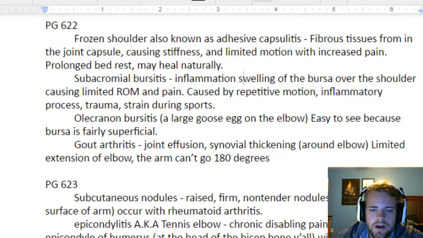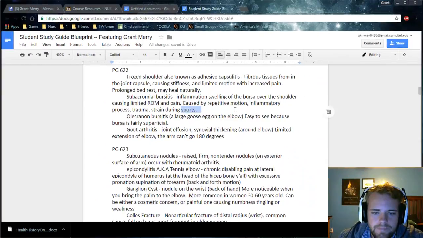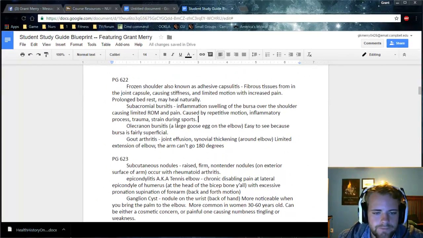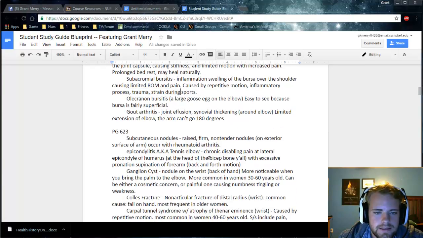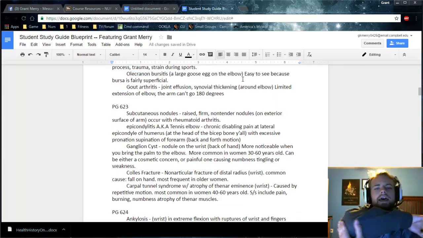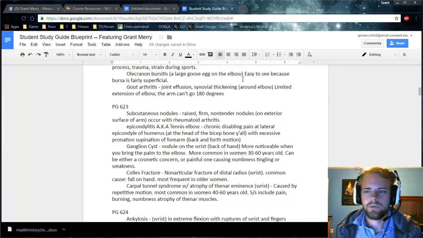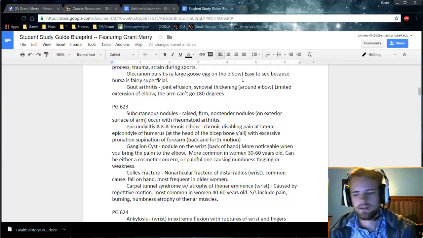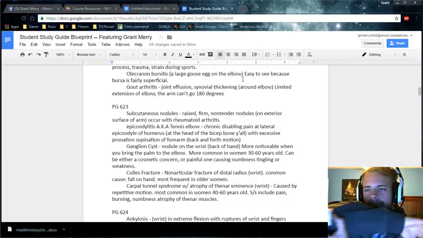Subacromial bursitis is inflammation, swelling of the bursa over the shoulder, causing limited range of motion and pain. This is caused by repetitive motion, inflammation process, trauma, strain during sport. So pitchers may get this. Olecranon bursitis is a large goose egg at the elbow, and it really does look like a goose egg, like a big bump.